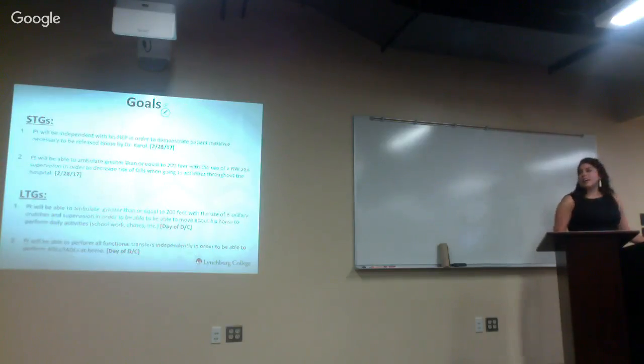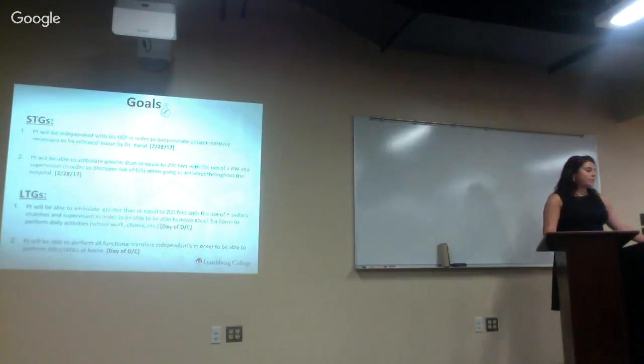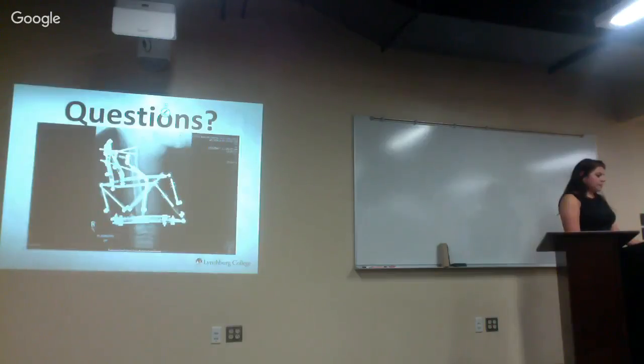So our goals, I'm not going to read them to you, but I set them for 4 weeks and 8 weeks since I knew he'd be there for 8 weeks. And our goals were related to him being able to complete his home exercise program, gait, and transfers, which were all things he and his mom expressed wanting him to be independent with before he went home. So are there any questions at this point?